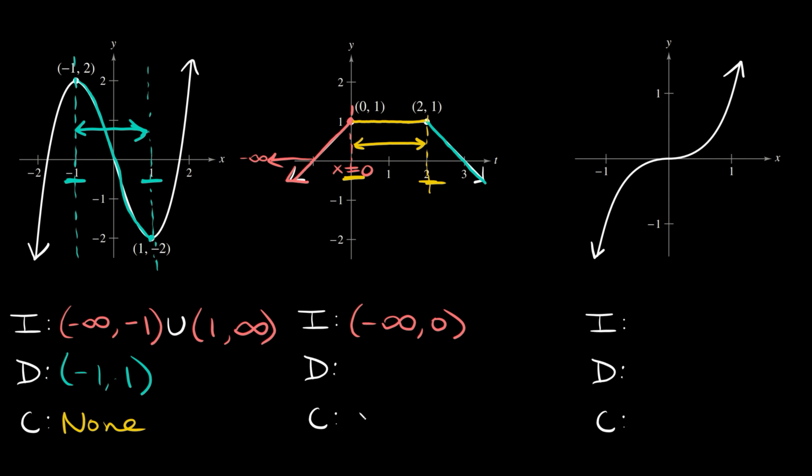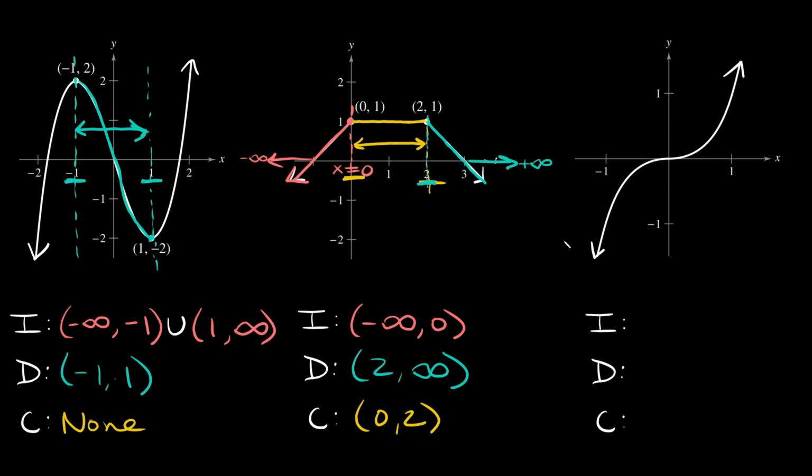So the constant interval here is from 0 to 2. And then it's decreasing from this spot right here at 2, and then it's basically going to the right forever towards positive infinity, right? So it goes from positive 2 to positive infinity.